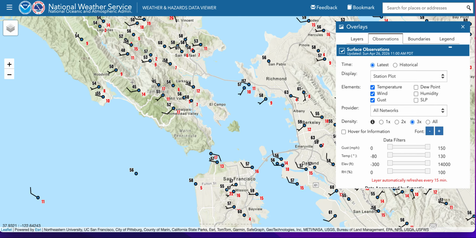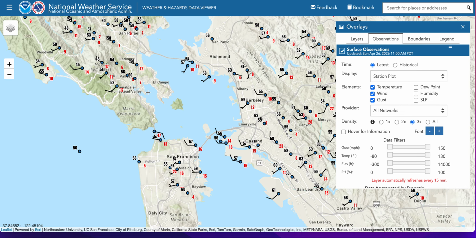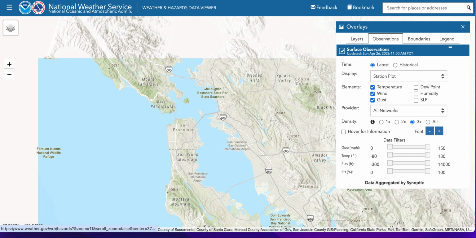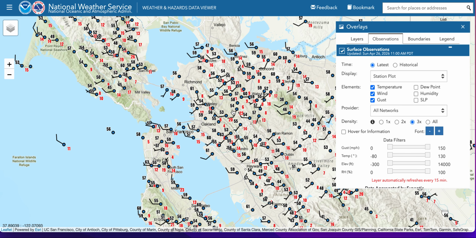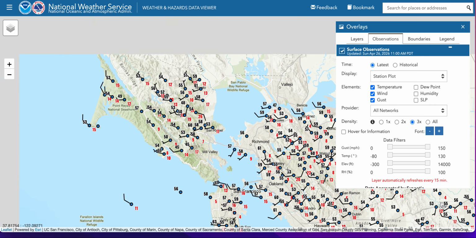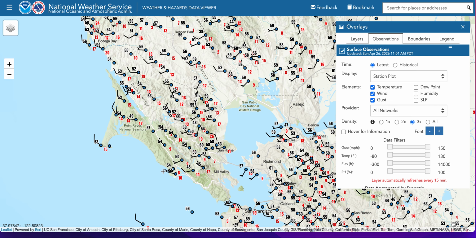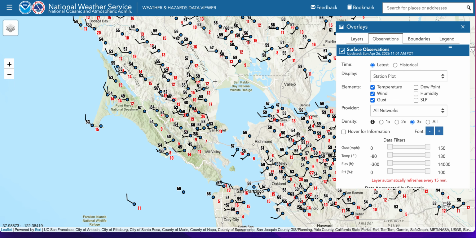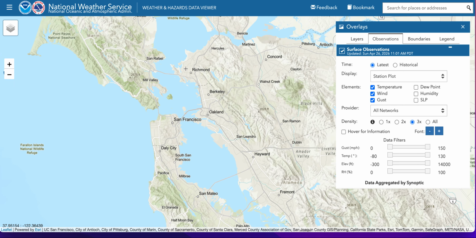Yeah, you have pretty respectable west winds throughout most of the Bay Area here. Yeah, west southwest in some areas, sort of northwest along Point Reyes because of the terrain. That's pretty typical. So pretty good onshore westerly flow.